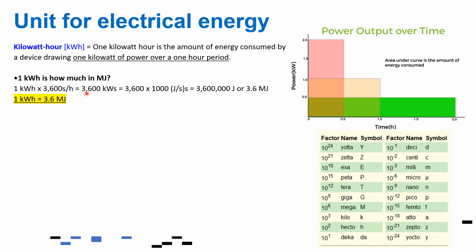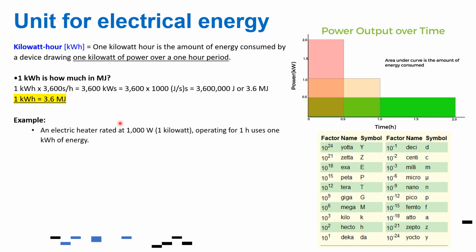times 3,600, which is this one. So now we can cancel seconds, and then we can get 3,600,000 joules, or 3.6 megajoules. So this is a very important conversion unit. So please try to remember 1 kilowatt hour is equal to 3.6 megajoules.